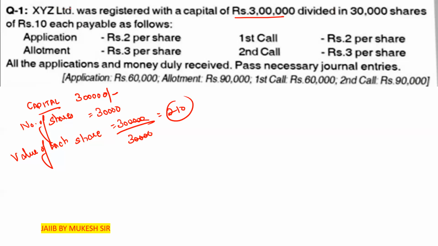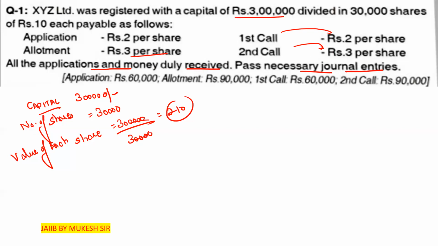Further, application is rupees 2 per share, first allotment rupees 3 per share, first call rupees 2 per share, second call rupees 3 per share. All the application and call money are duly received. Pass the necessary journal entries. Clear what they are saying.